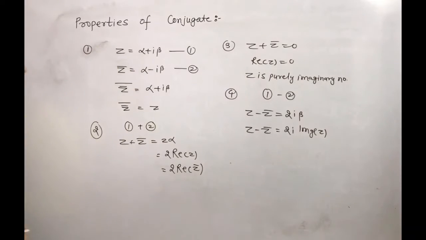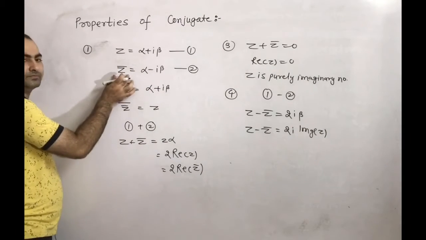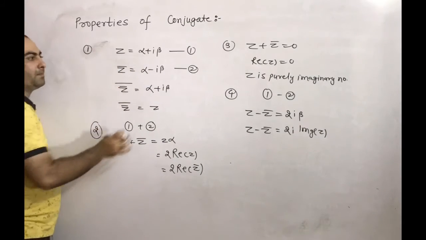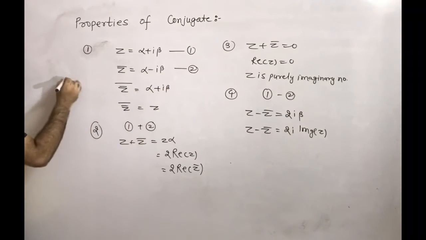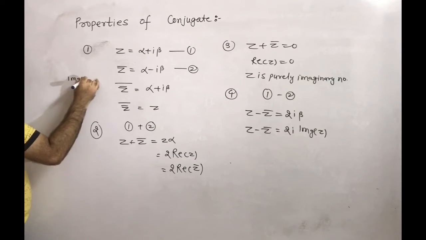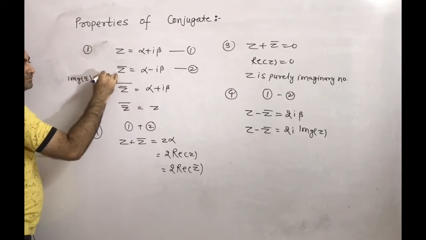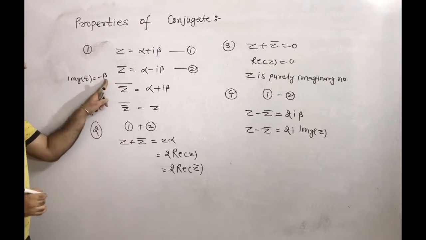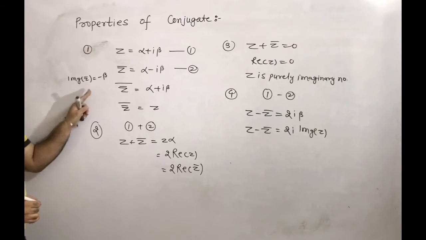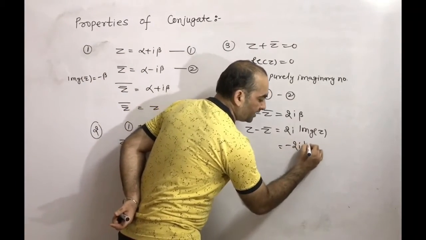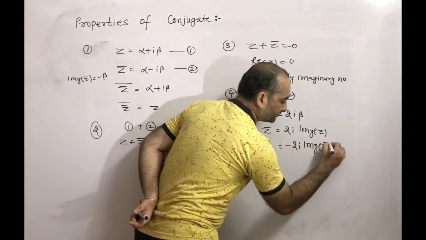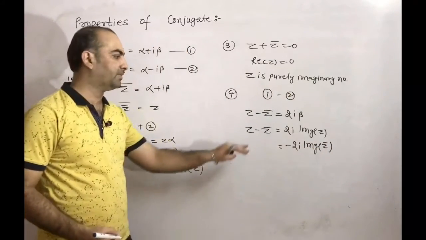Okay, and what is the imaginary part of z bar? The imaginary part of z bar is minus beta. Okay, with iota we have minus beta, so the imaginary part of z bar is minus beta. So from here beta we can write as minus of the imaginary part of z bar. So this is equal to minus of 2 times iota times the imaginary part of z bar. Okay, so this is z minus z bar.